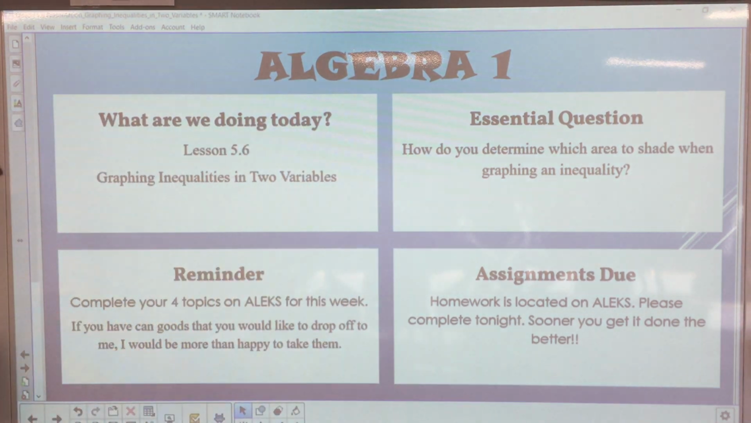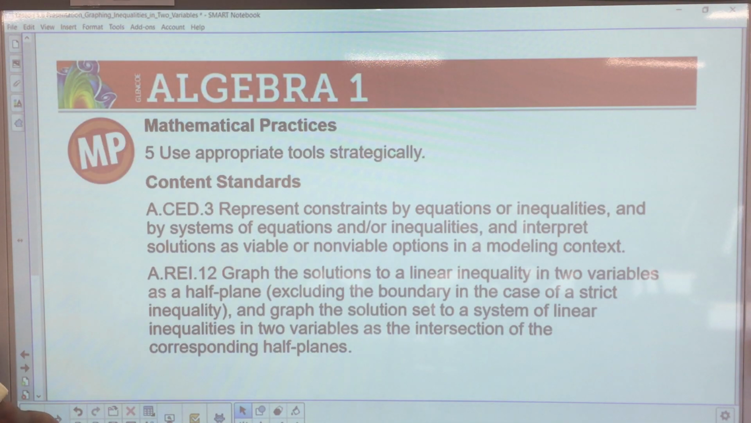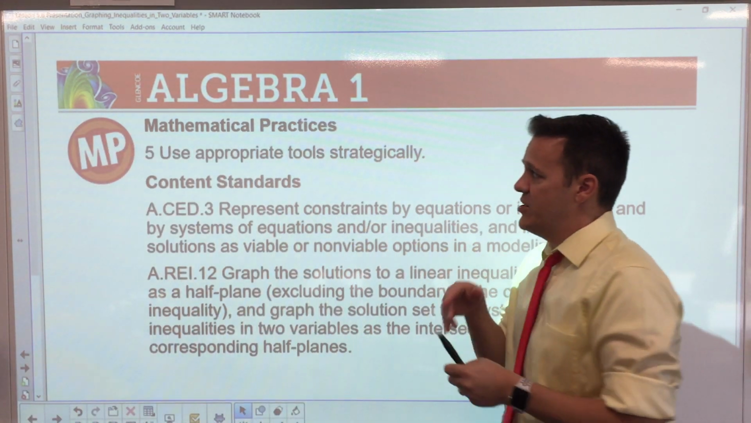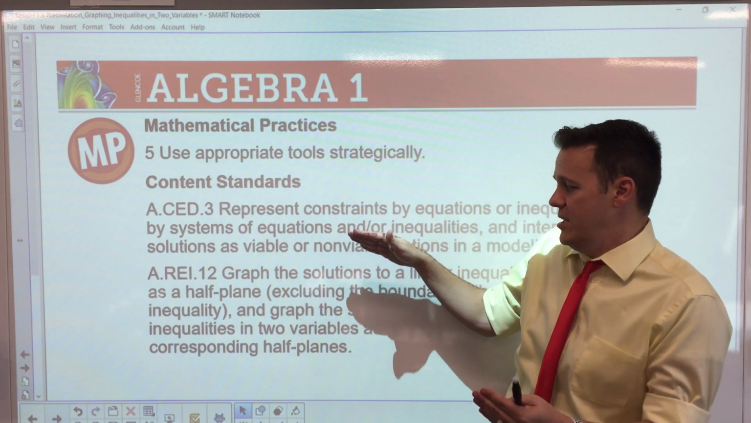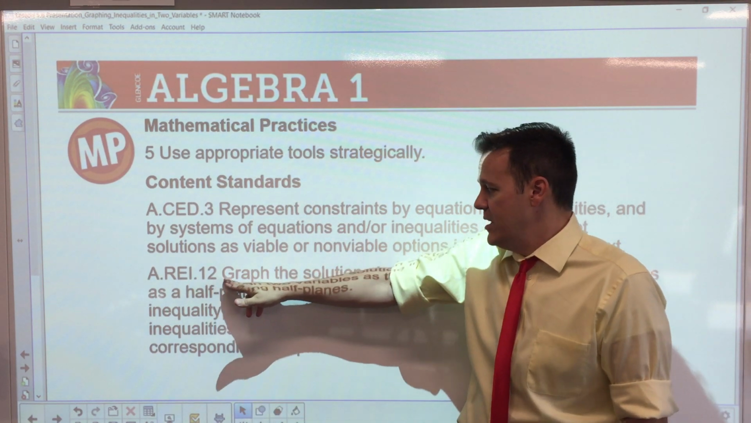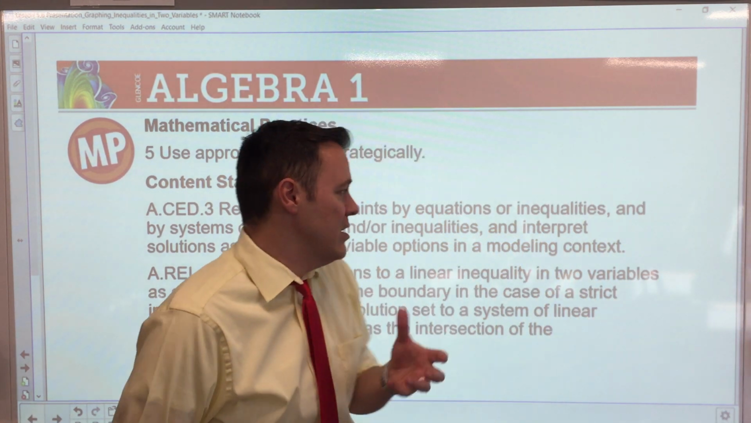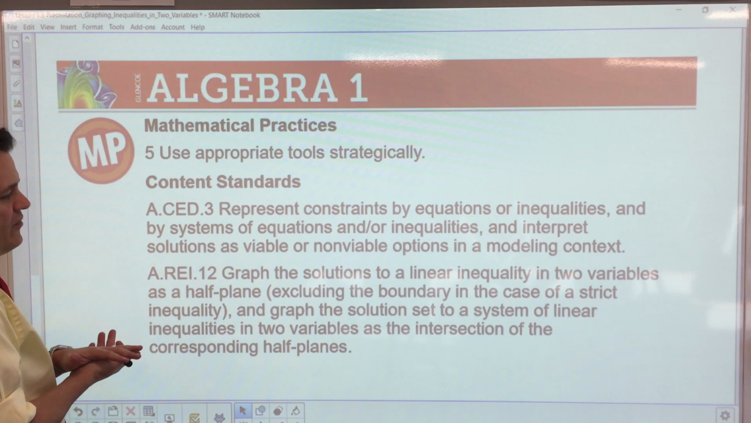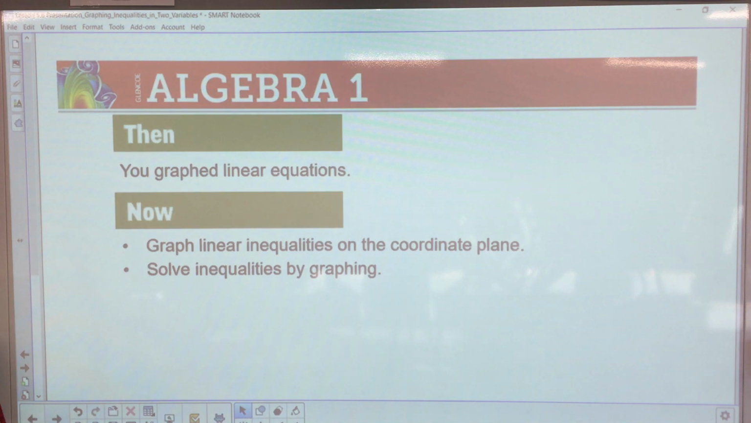All right, so today we're going to be doing variables. We didn't have any bell work because we didn't actually do what was previous to that. Here's a big thing I want to make sure you guys understand. We're going to use appropriate tools for strategy. And then we are just going to be graphing the solutions to a linear inequality. Does it talk about doing anything really crazy with it? No, it just says graphing it, okay? And then represent constraints, and we'll talk about that a little bit later.